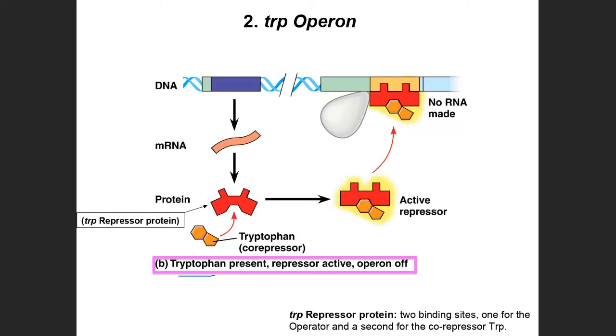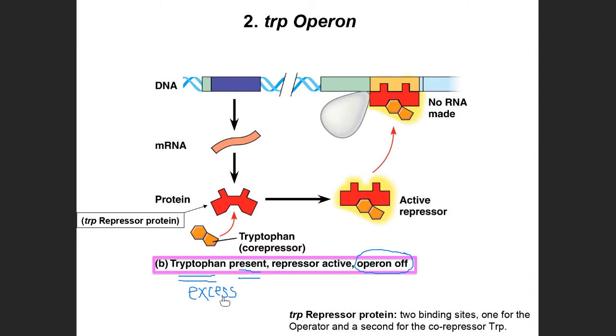However, when tryptophan is present, well, the Tryptophan operon is a repressible operon. Therefore, when tryptophan is present, in other words, when there's excess or too much tryptophan, this results in the repression of gene expression. What do I mean? This results in gene expression of the Tryptophan operon being turned off.